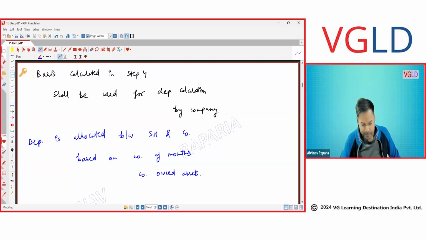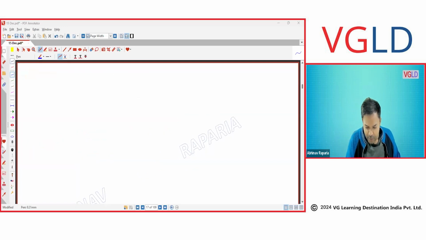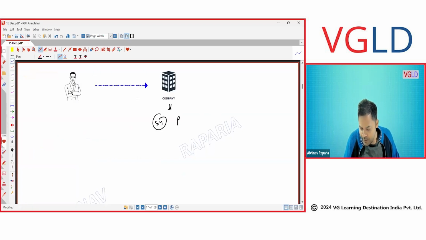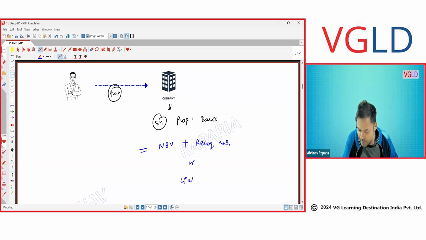Step number 4, guys. Step number 4 was the property's basis, whatever property the shareholder is giving to the company, the property's basis for the company. That's step number 4 for me. How do you calculate? You calculate net book value plus the recognized gain or liability, whichever is lower. Remember, whichever is going to be lower.